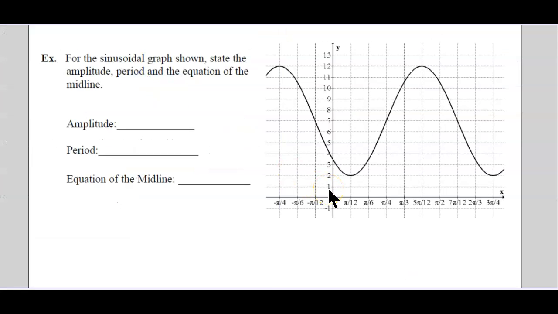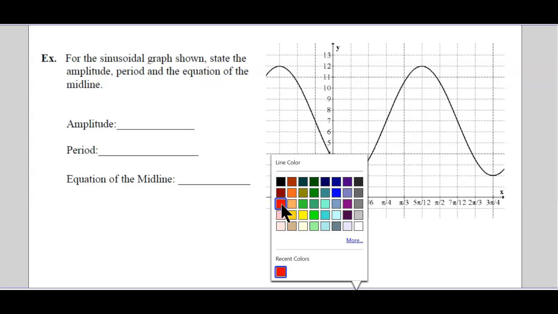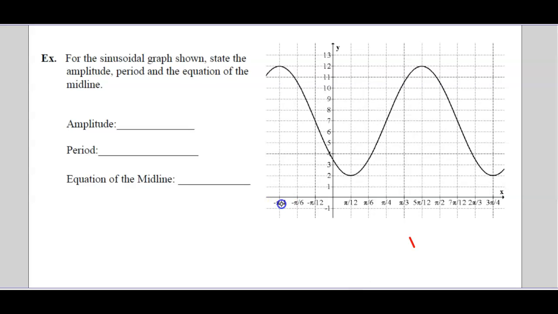So what I do is I draw the midline. So take a red. My maximum there is 12. My minimum is 2. So halfway in between is the average. All of you know how to get your average. You do it when you get a test, right? Add them and divide by however many. So add 12 and 2 is 14, divided by 2 is 7.